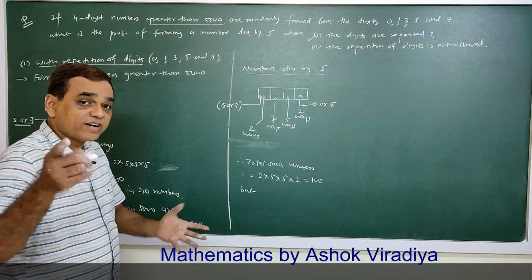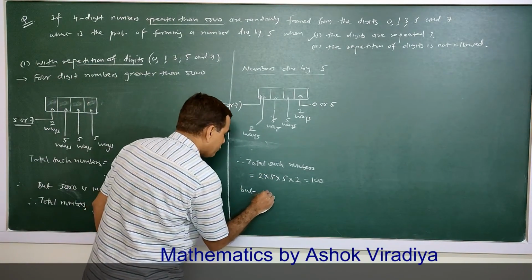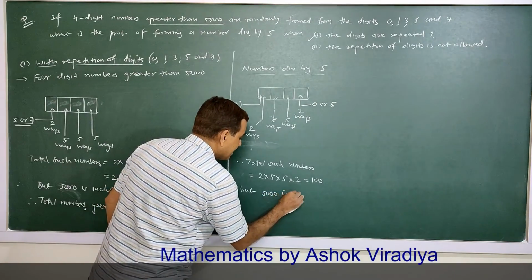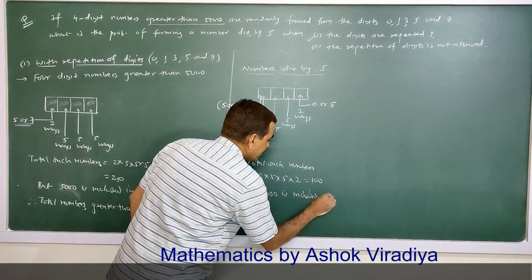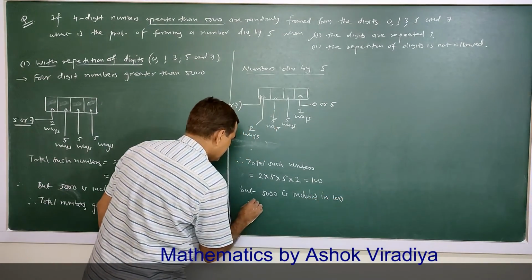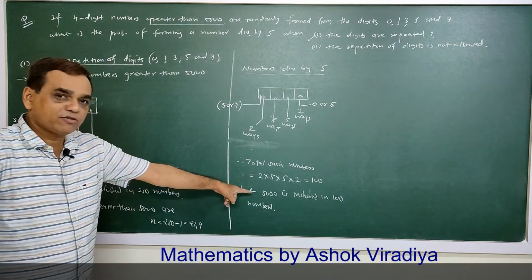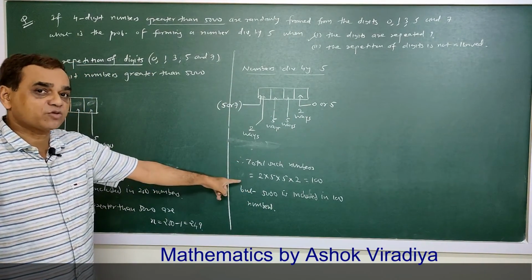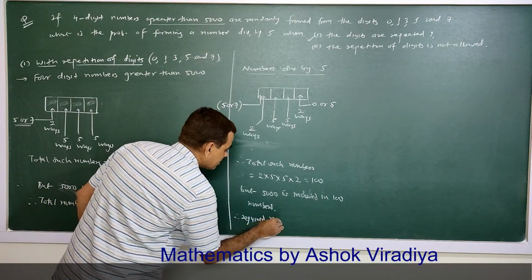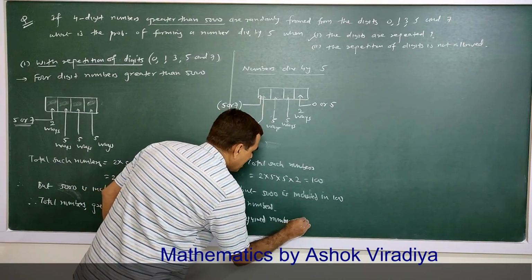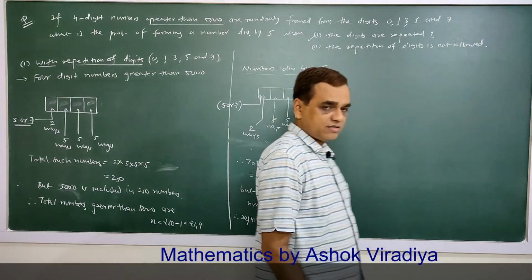R symbol we use for required number. So total such numbers 100, but 5000 is included in 100 numbers, which is not more than 5000. So we have to exclude 5000. So required numbers R is equal to 100 minus 1, that is 99.